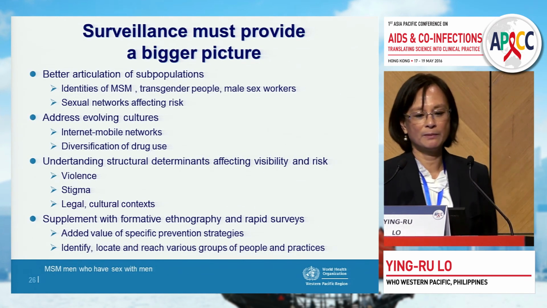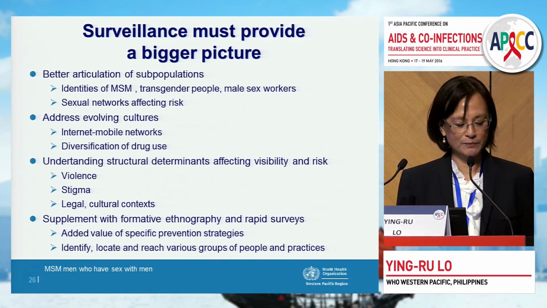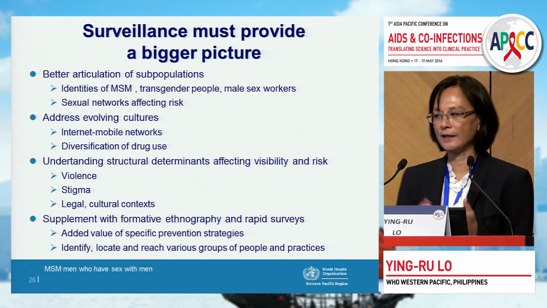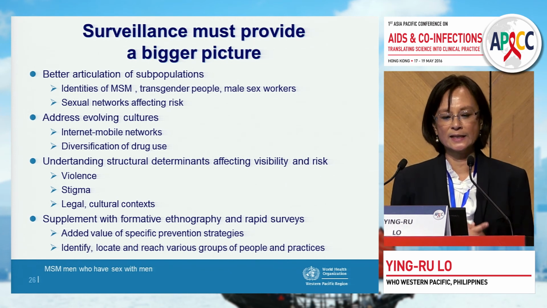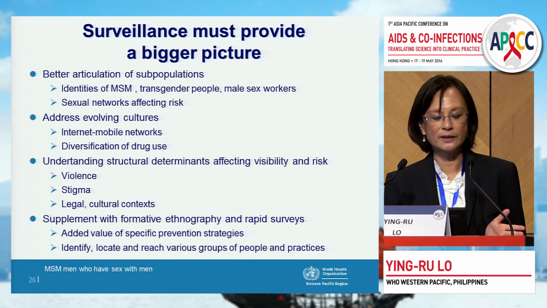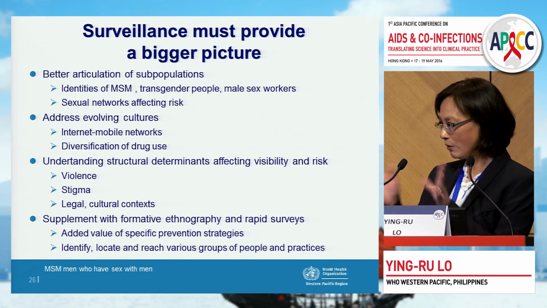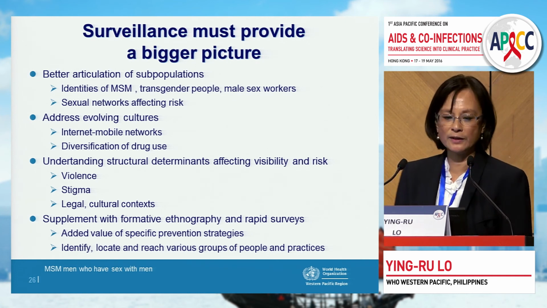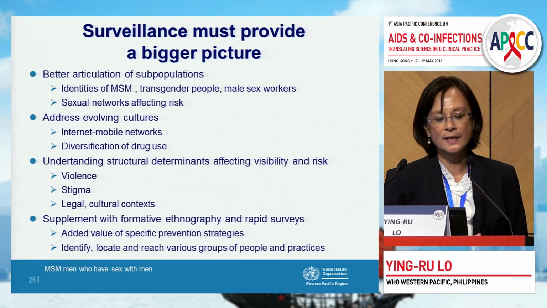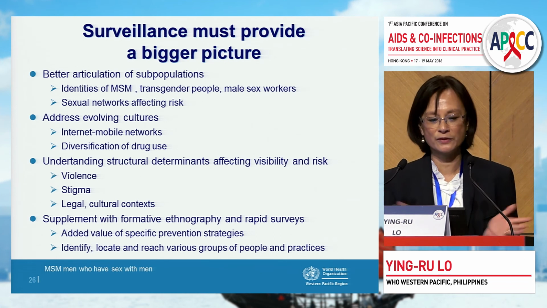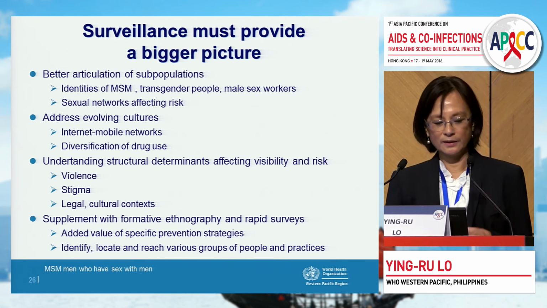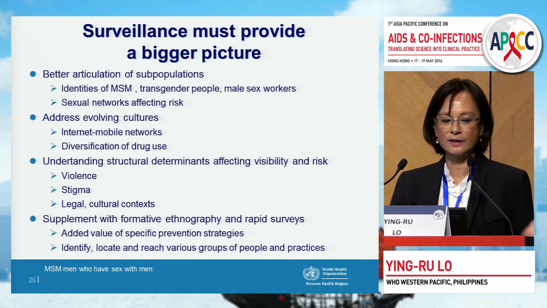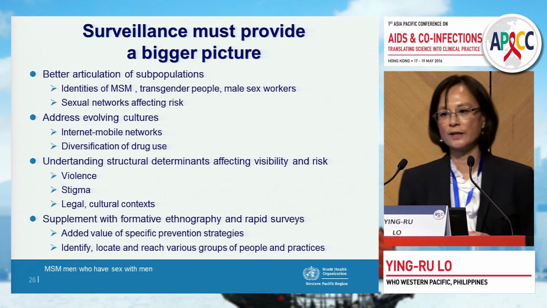So surveillance must really provide a better picture, and there's still a lot to do to improve our surveillance methods. We would like to better articulate the subpopulations, to look at sexual identities of MSM and transgender people separately, to also disaggregate male sex workers from the overall MSM population, for example, and understand the sexual networks affecting the risk. We also have to address the evolving culture like internet, mobile, and networks, and understand the pattern of drug use. It's shifting. What's important also now, in particular in Asian epidemics, but everywhere actually, is to understand the structural determinants affecting visibility and risk, like violence, stigma, and the legal and cultural context in which we are operating.